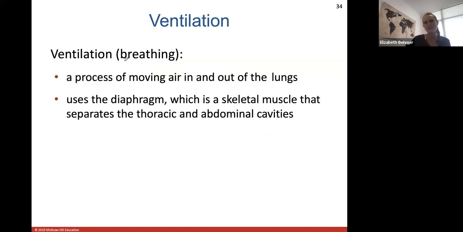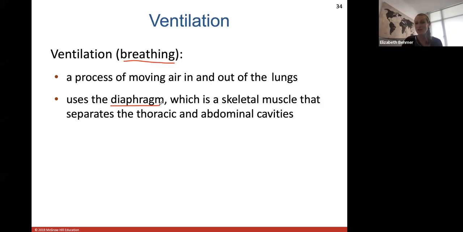Ventilation then, this is the process of breathing, which is moving air into and out of the lungs. It uses your diaphragm, which is a skeletal muscle that separates your thoracic cavity above from the abdominal cavity below. And the diaphragm is pretty much known as the most important breathing muscle. And what polio did in the 30s and 40s, polio paralyzed your diaphragm. So these kids with polio could not breathe on their own. So they had to be put in these iron lung machines to help change the air pressure of the lungs to help them breathe. So diaphragm is very important.